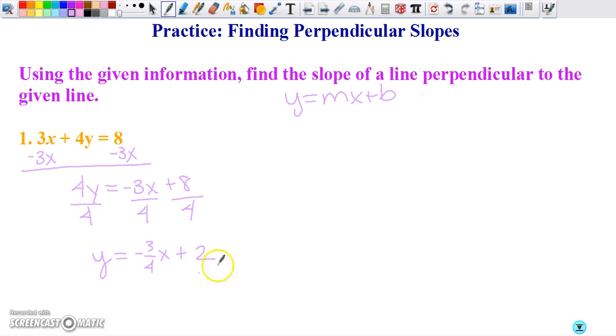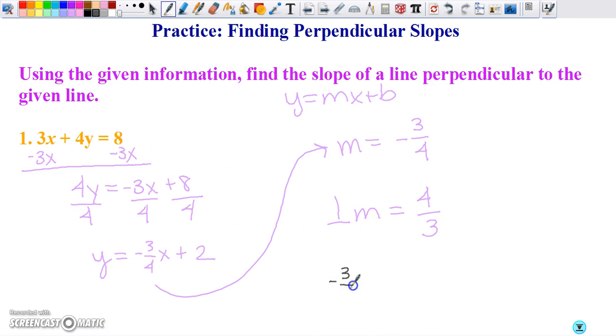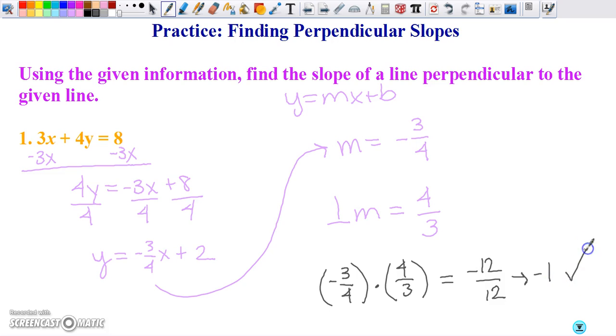So our slope then, if I come up here, is a negative 3/4. Well, that would mean our perpendicular slope would need to be the opposite sign, so I make it positive, and then we're going to flip it upside down, so 4/3. And that would be because if you take a negative 3/4 and multiply it by 4/3, you get negative 12 over 12, which is a negative 1. So that's how you know for sure that you have this correct.